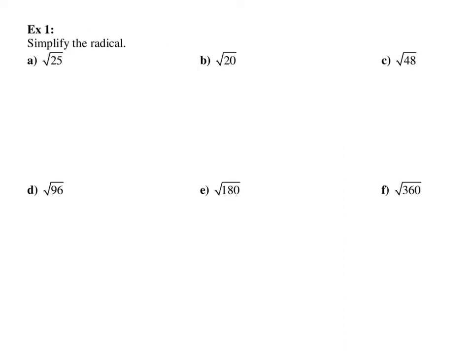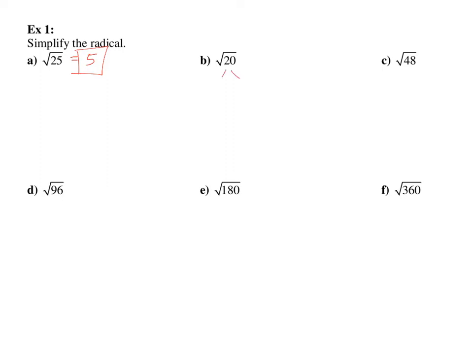All right, simplify the radical. So 25 is a perfect square. So what times itself is 25? That's just 5. All right, now we have the square root of 20. All right, is there a number times itself that's 20? No. So in this particular case, we have to break this down using a prime factor tree.